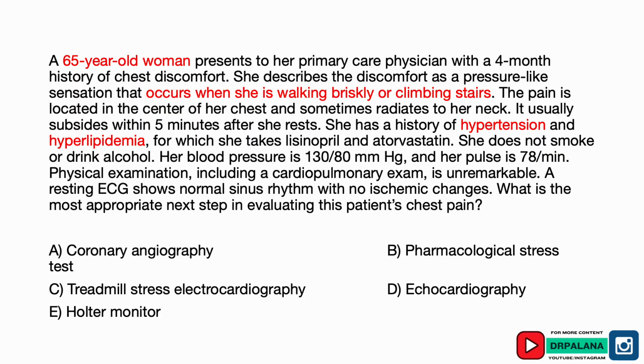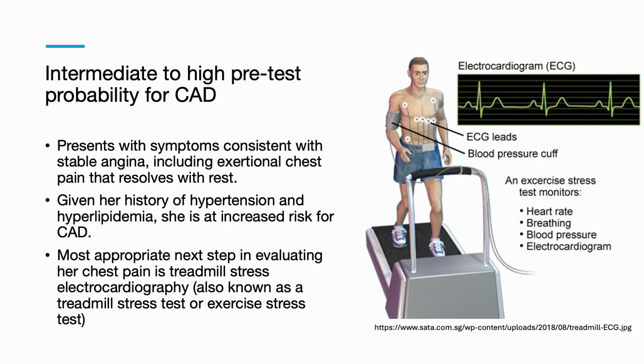Treadmill stress electrocardiography. This patient presents with symptoms consistent with stable angina, including exertional chest pain that resolves with rest. Given her history of hypertension and hyperlipidemia, she is at increased risk for CAD. The most appropriate next step in evaluating her chest pain is treadmill stress ECG, also known as treadmill stress test or exercise stress test.